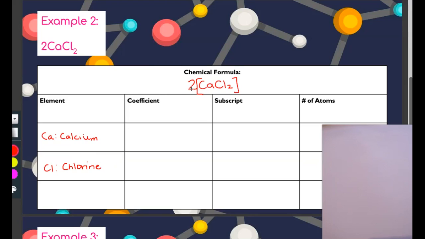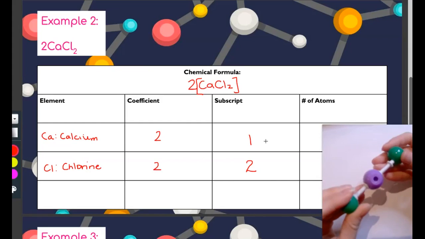Now we'll look for our coefficient, that large number that comes in front of the molecule. We can see here that it is 2, telling us that whatever we have in here, there are 2 of this molecule. Now let's look for our subscripts. Looking at calcium, we see there's none written. We remember our rule that none means 1, so we know that the subscript for calcium is 1. That also tells us that there is 1 calcium atom in this molecule. Now we look at chlorine and we see this 2, which tells us the subscript for chlorine is 2. That also tells us that in this molecule, there are 2 chlorine atoms.